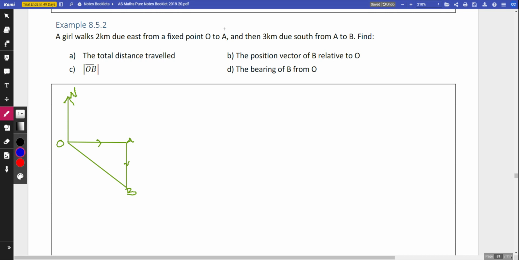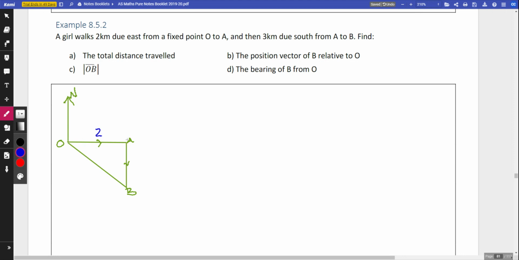So a girl walks 2 kilometers due east from a fixed point. So this is a starting point. Again, we're calling it O, and she's walking to point A. I have defined north to just be straight up the page. Obviously, you can put north wherever you wanted it to be, and east would just be at 90 degrees to it. So that is up to you how you do that. But generally, we run north along the y-axis, just because it seems to make logical sense.